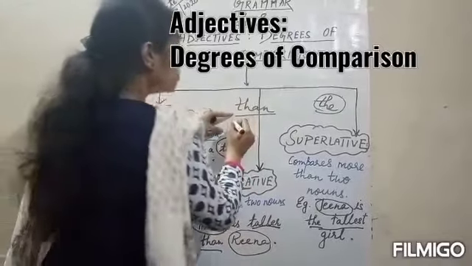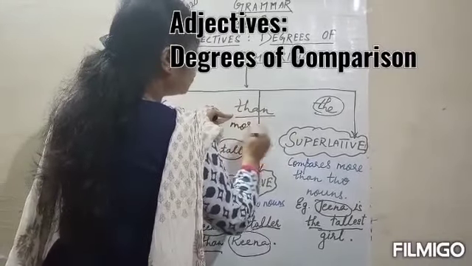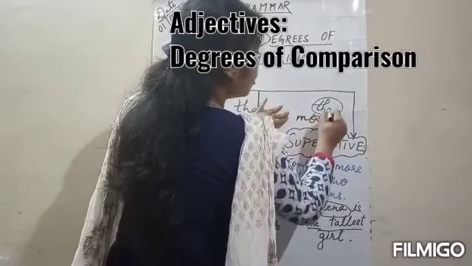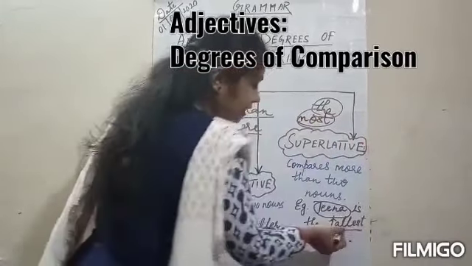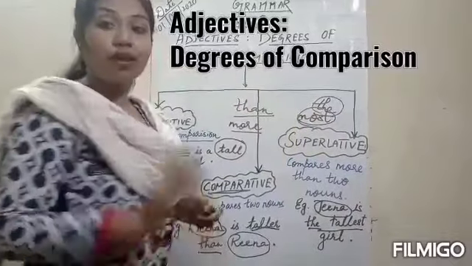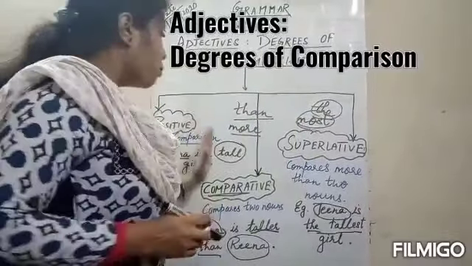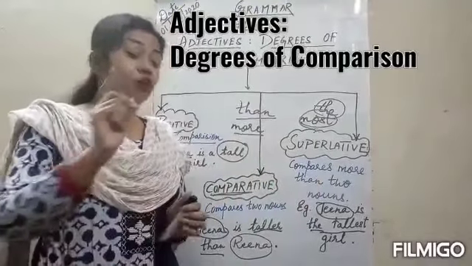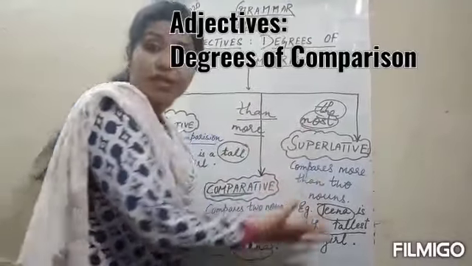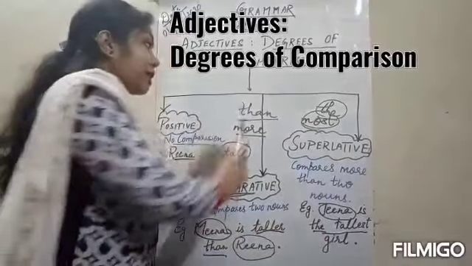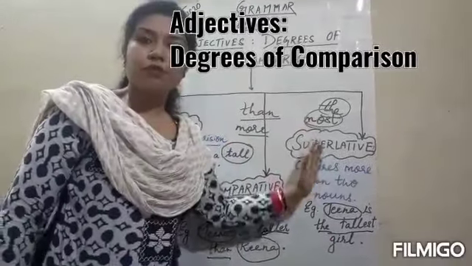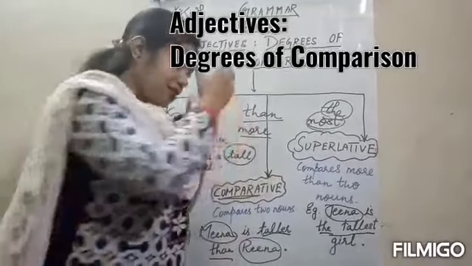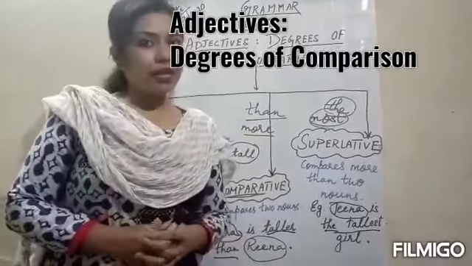There we have to use more in front of the word in comparative degree and most in front of the adjective of superlative degree. For example, more beautiful, most beautiful. Am I clear? There we cannot say beautifuler or beautifulest. That we cannot say. We have to say more beautiful, most beautiful. Clear? Now we will see the same concept with an example.